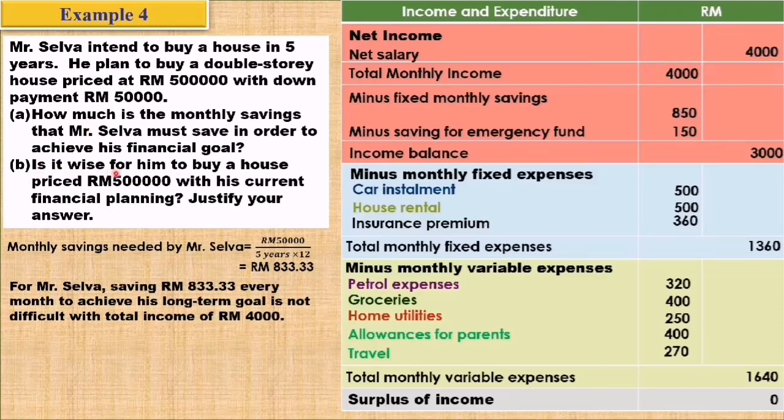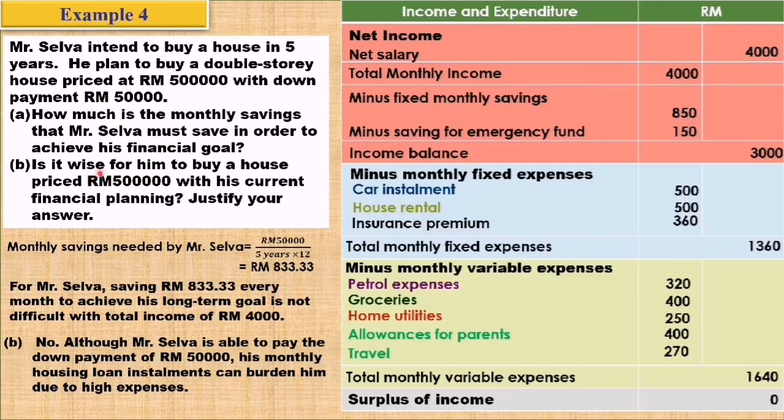B. Is it wise for him to buy a house priced at 500,000 with his current financial planning? Justify your answer. So we look at here, the income balance is 3,000. Monthly fixed expenses is 1,360. Monthly variable expenses is 1,640 ringgit, and the surplus of income is 0.